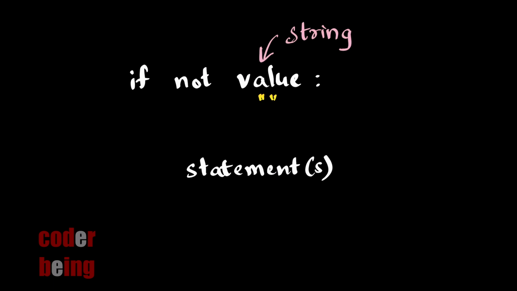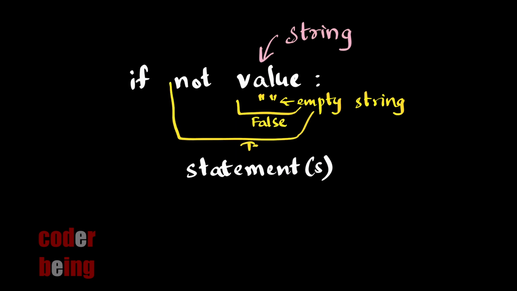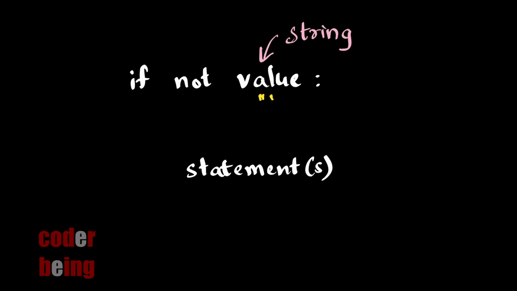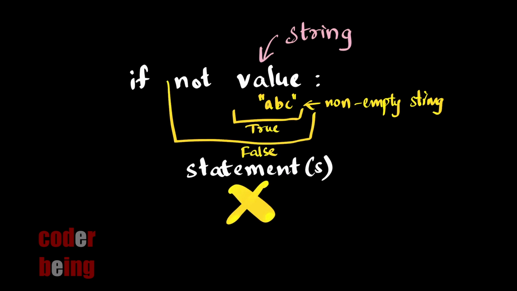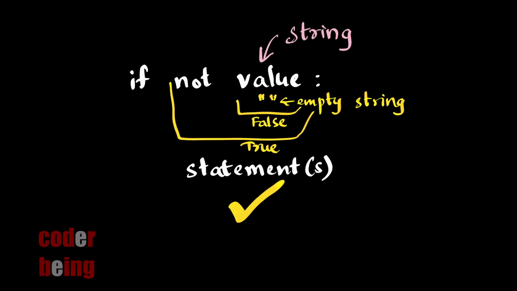Suppose if the value is a string, and it is an empty string, the Boolean equivalent of an empty string is false. Then the condition becomes true, and the statements inside the if block execute. If in case the value is not an empty string, the Boolean equivalent of a non-empty string is true. Then the condition becomes false, and the statements inside the if block do not execute. In summary, the if block executes if the value is an empty string.